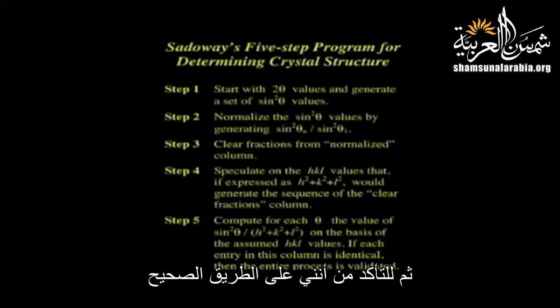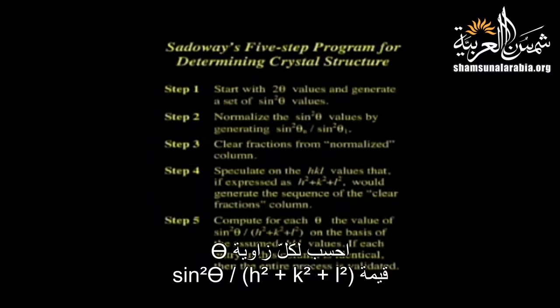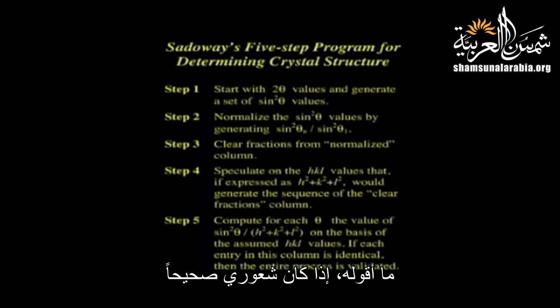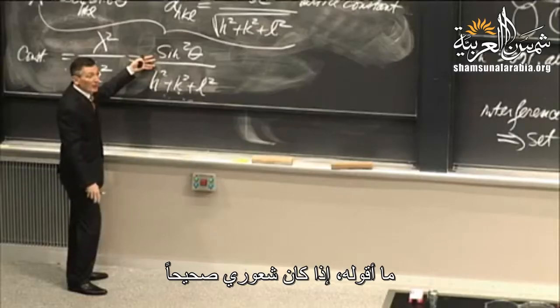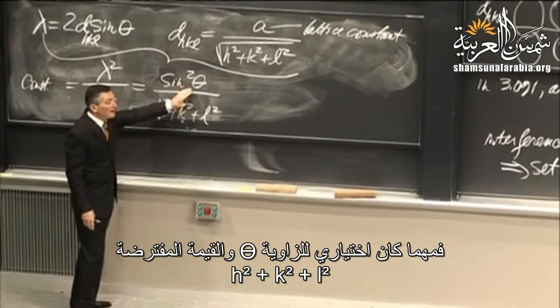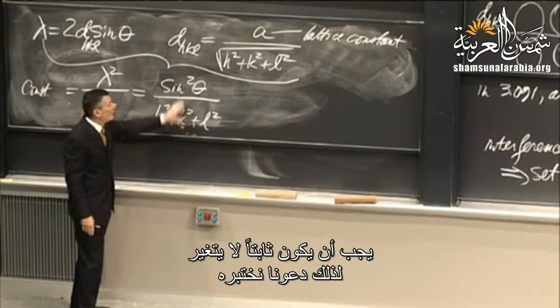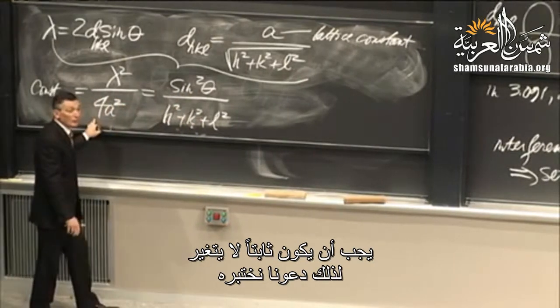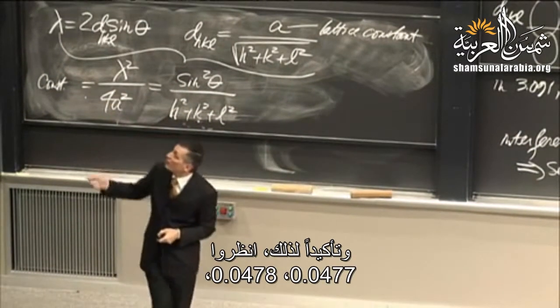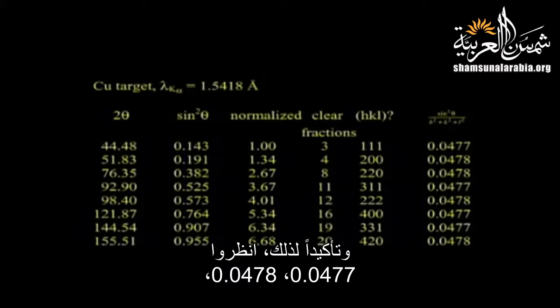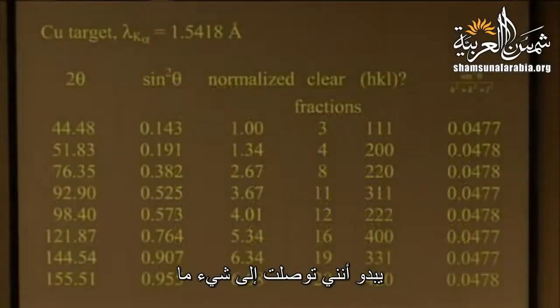Right? And then to make sure that I'm onto something, what I do is this. Compute for each theta the value of sine squared theta over h squared plus k squared plus l squared on the basis of those assumed values. What I'm doing is I'm saying, if my hunch is right, whatever I choose for the theta and the assumed value of h squared plus k squared plus l squared, that should be a constant that doesn't change. So let's test it. And sure enough, look, 0.0477, 0.0478. So it looks like I'm onto something.